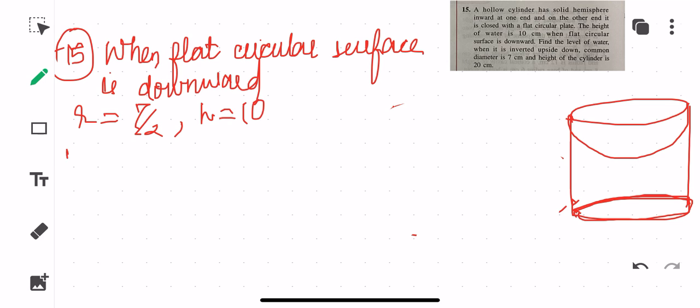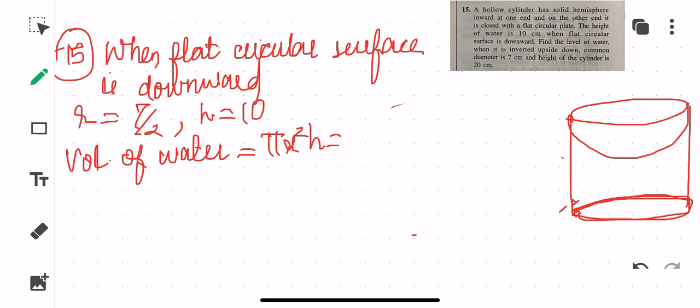So now volume of water will be equal to how much, children? This is going to be equal to pi into R square into H. So we will just keep pi like this, children, because ultimately it's going to get cancelled, so it does not make sense to write down the value of pi. Okay, so write down this is equal to pi into R square, which is 7/2 square, into 10.